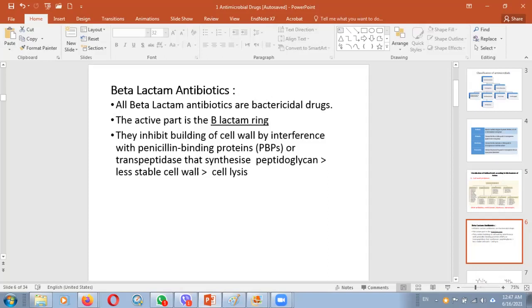The active part is the beta-lactam ring. They inhibit building of a cell wall by interference with penicillin binding proteins, abbreviated as PBPs, or transpeptidase, that synthesize peptidoglycan. And thus, when it inhibits the building of the cell wall, it leads to a less stable cell wall, and therefore it causes cell lysis.